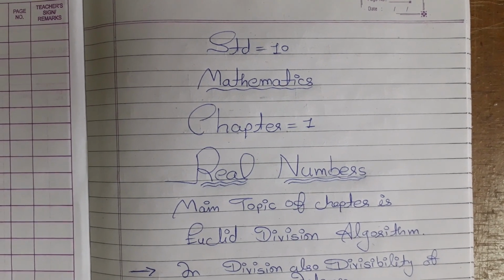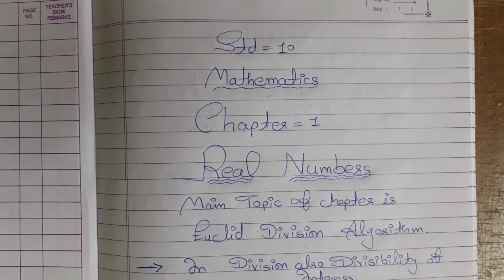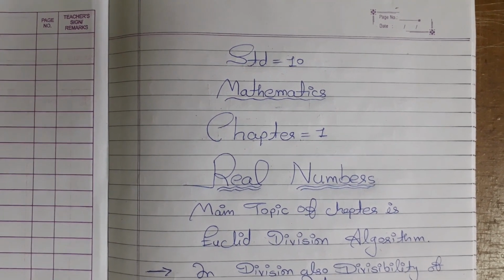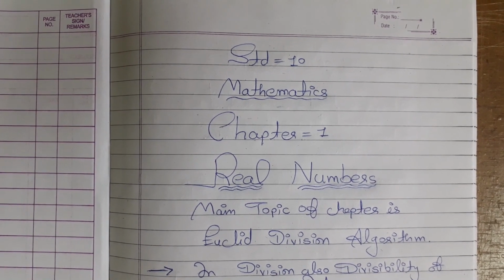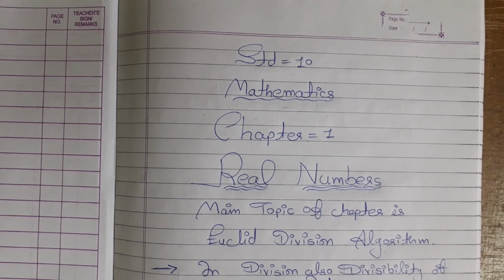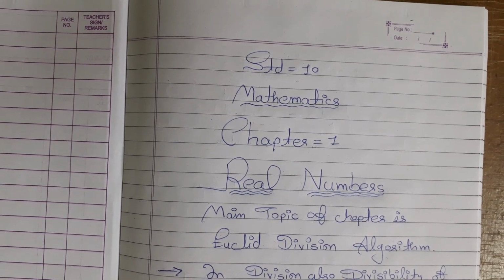We are going through chapter number 1. Chapter number 1 name is Real Numbers. The main topic of chapter number 1, Real Numbers, is the Euclid division algorithm. In this part on the Euclid division algorithm, we will mainly discuss the division properties coming in the real numbers.